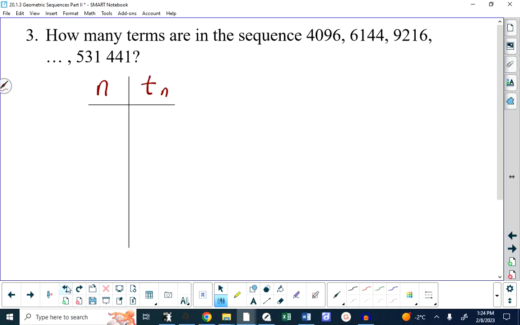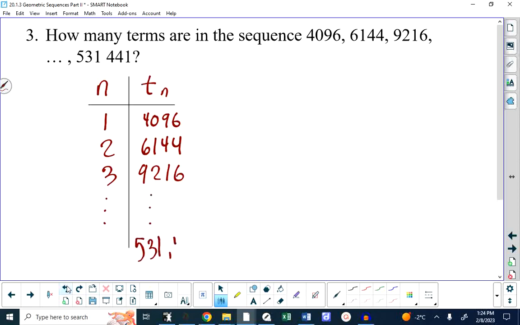The first term is 4096. The second term is 6144. The third term is 9216. And the last term is 531,441. Can you double check my transcription of those terms? Did I write them all down correctly?